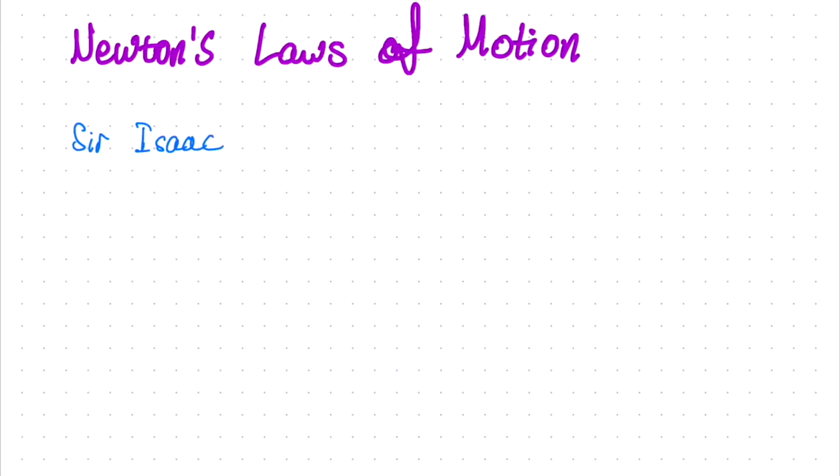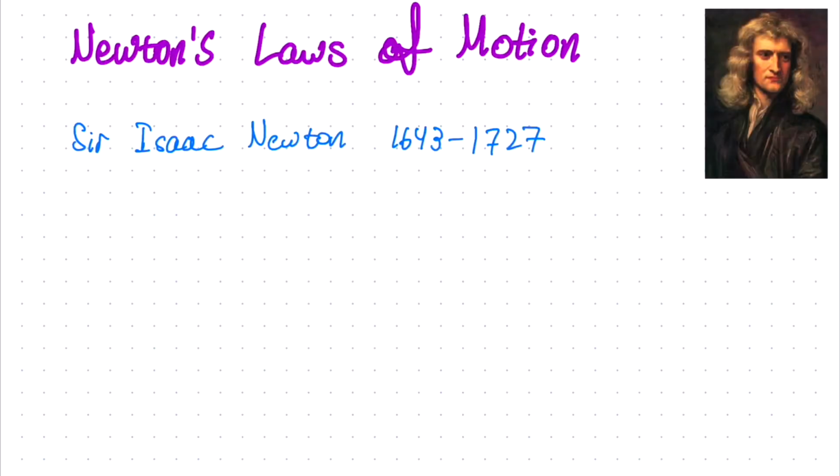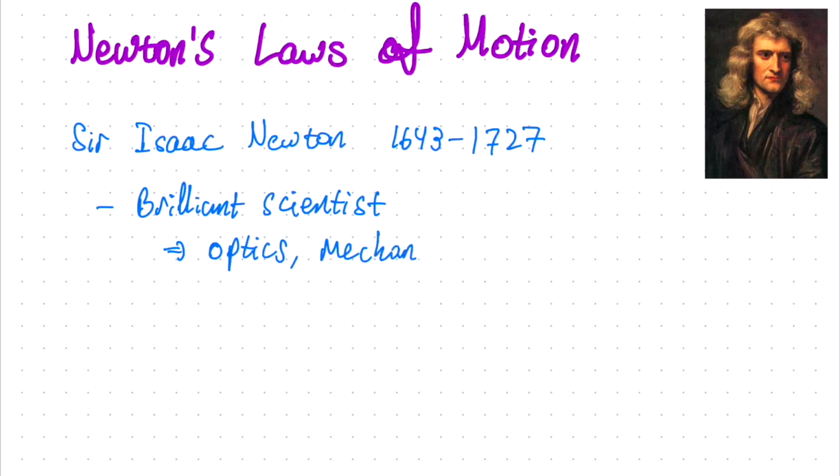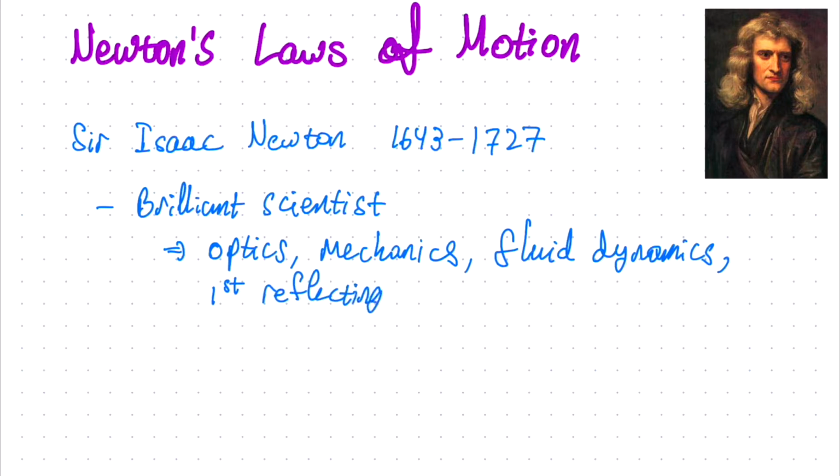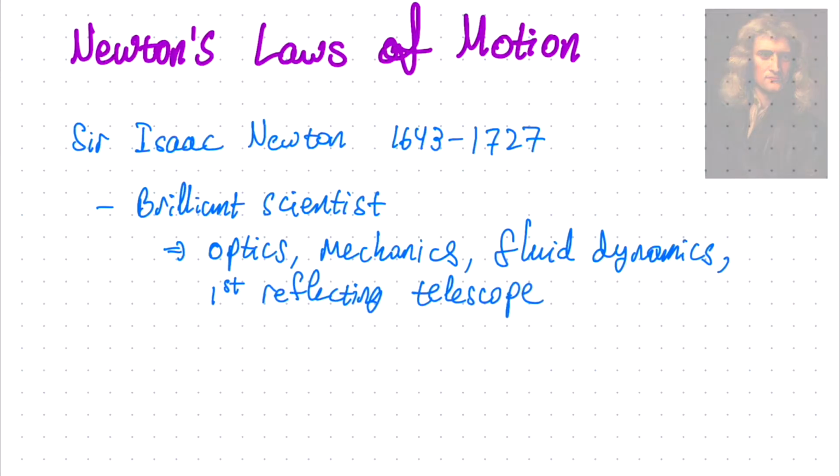Having established the limits of validity of Newton's theory, let's go ahead and start by discussing Isaac Newton himself. Sir Isaac Newton lived from 1643 to 1727. He was a brilliant scientist, having made major contributions to a bunch of fields, from optics to mechanics to fluid dynamics. Oh, and by the way, Isaac Newton also invented the first reflecting telescope.